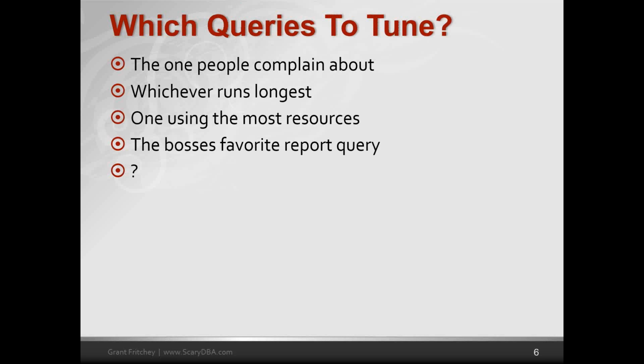So that then raises the very next question. Which queries do we tune? Now, honestly, I would say the very first query you worry about is the one that the CIO runs on a regular basis. If your most senior person has a query, you want it to run as fast as humanly possible. But after that, which query do we tune?